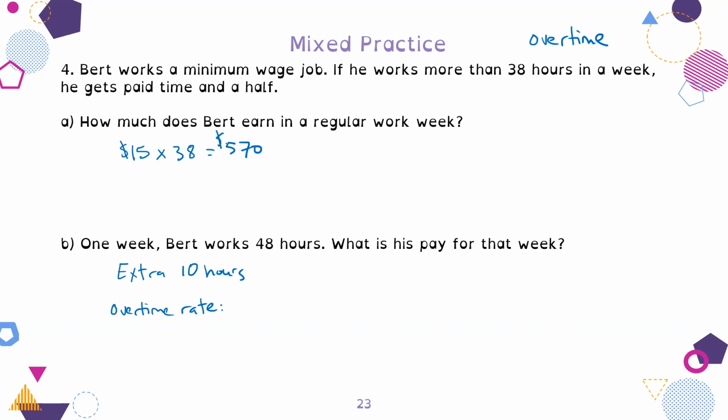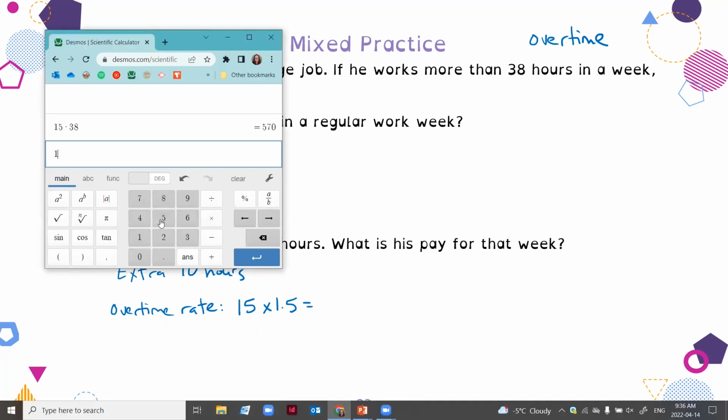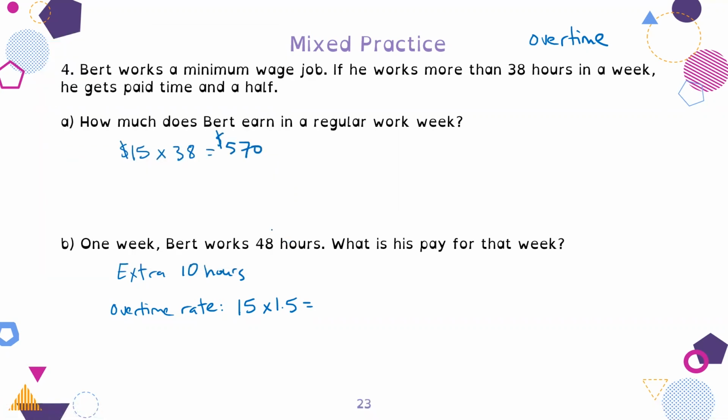He gets paid time and a half for overtime work. So that's 15, his usual rate, times time and a half. So 15 times 1.5 is $22.50. And with time, you might get remembering. I remembered it was 22 something, but I didn't remember it was $22.50. So his overtime rate is $22.50.